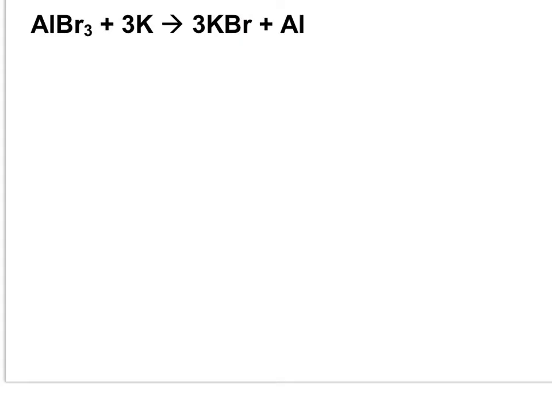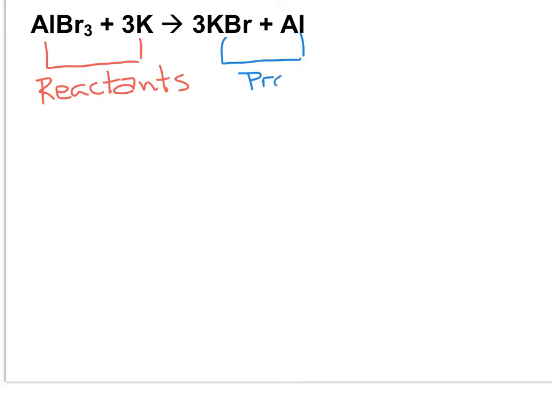Let's take a look at this example. We have here a chemical equation in which we have 2 sides. We have the reactant side and the product side. So our reactants are AlBr3 and K. And our products are KBr and Al.